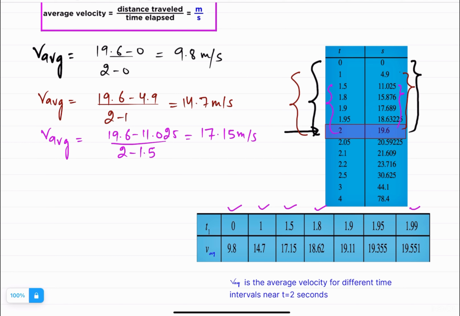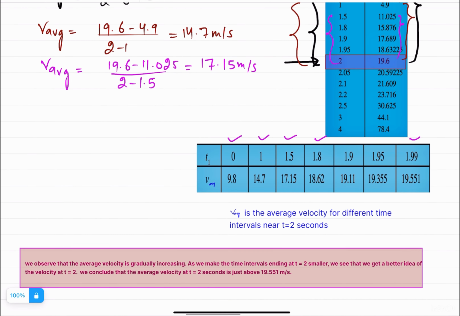Have you observed anything as we come closer to the time interval ending at t equal to 2 seconds? Yes, we have observed the average velocity is gradually increasing as the time interval ending at 2 gets smaller and smaller. So with this, we get a better idea of the velocity at time equal to 2 seconds. We can say that the average velocity is approximately, or just below, 19.55 meters per second.